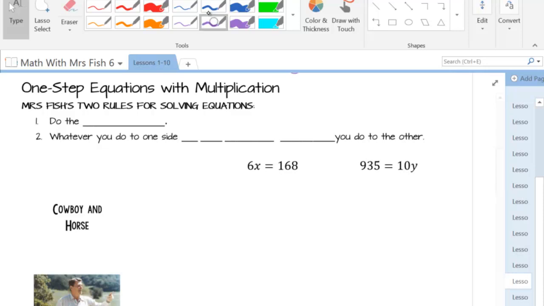So we're going to review Mrs. Fish's two rules for solving equations. The first rule is you do the opposite. And this will make sense to students from the previous lesson, but we'll also talk about it. And whatever you do to one side of the equal sign. Little side note here. I would always have students who would want to say the phrase, whatever you do to one side, you do to the other. And that middle part, whatever you do to one side of the equal sign, you do to the other, is such an important piece that students miss out on. So let's talk about this.